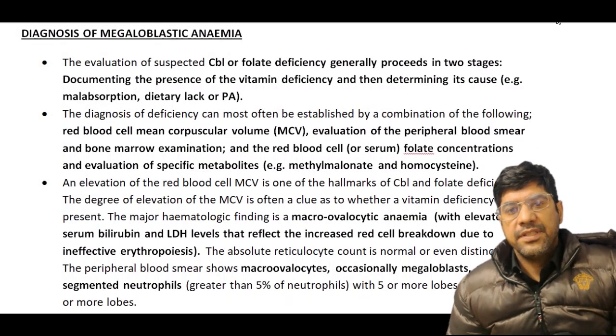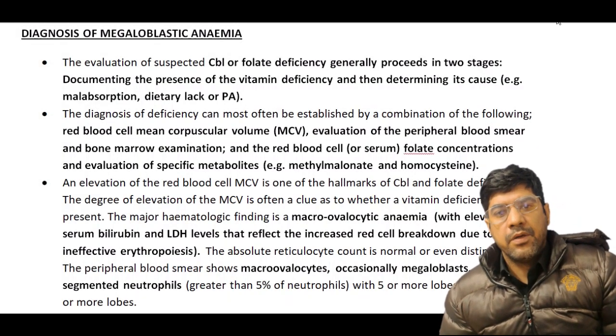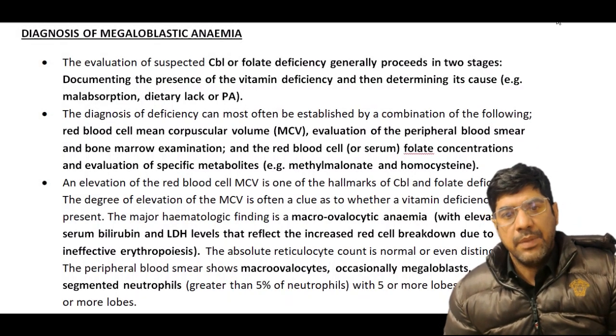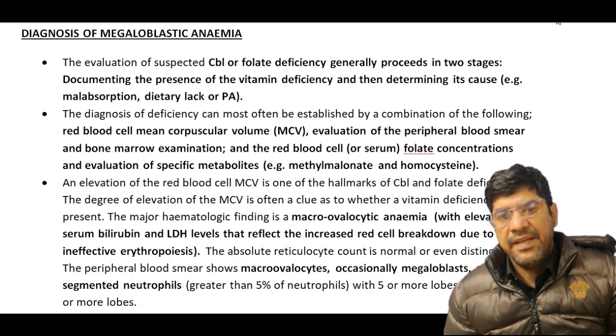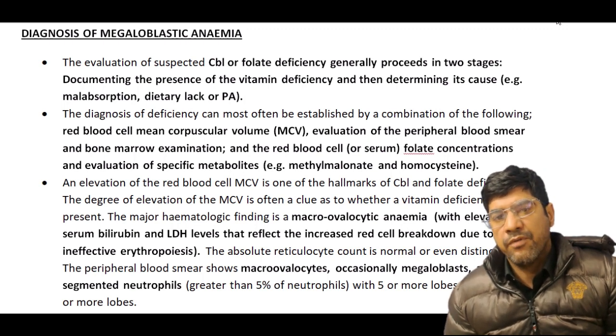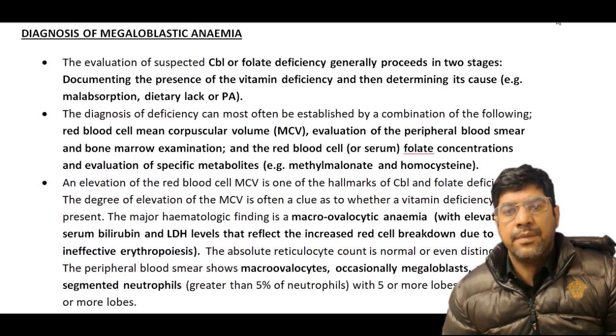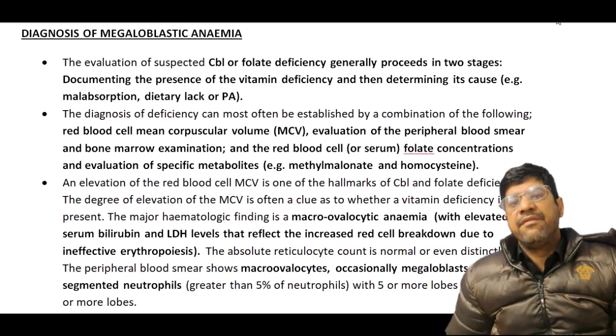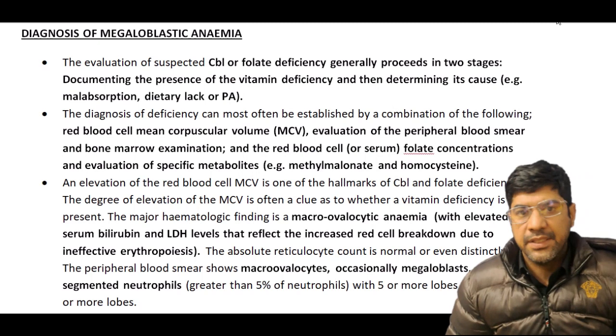Now the diagnosis of the megaloblastic anemia. What are the key steps? The first is elevation in MCV, that is red blood cell mean corpuscular volume. It is the hallmark feature of both cobalamin and folate deficiency. The second, peripheral blood smear examination.